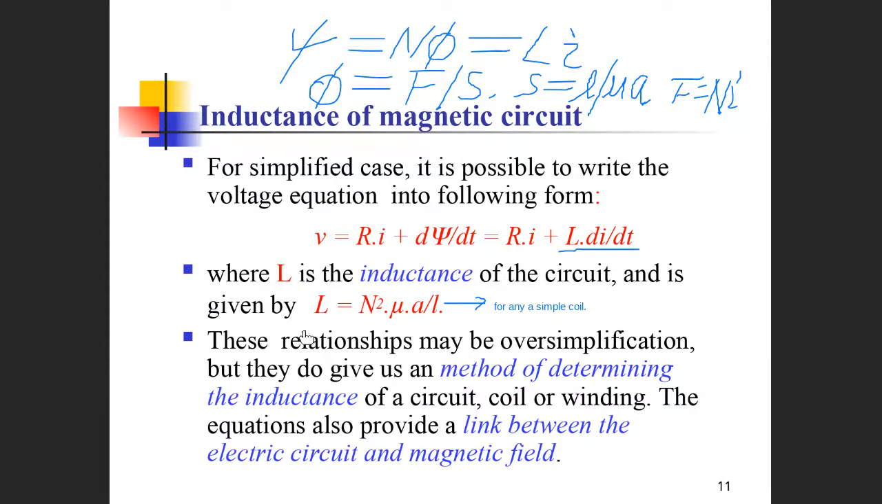So one can easily gauge the relationships between the inductance and the coil's physical parameters. That's why we have an N square, right? N square here, because you have N here, you have N here. So one N represents the producer, and the other N represents the one that accepts the flux.